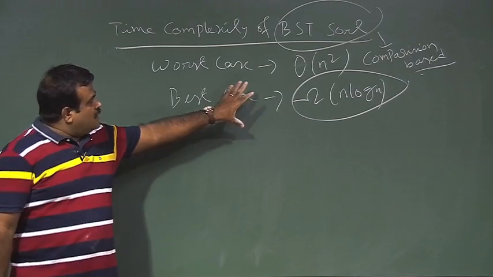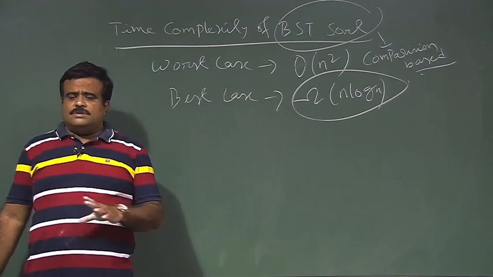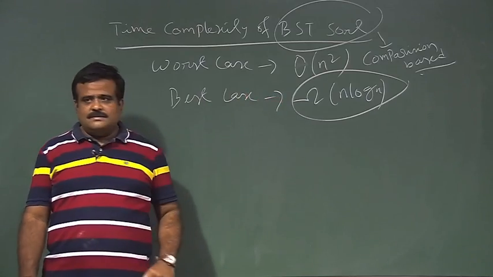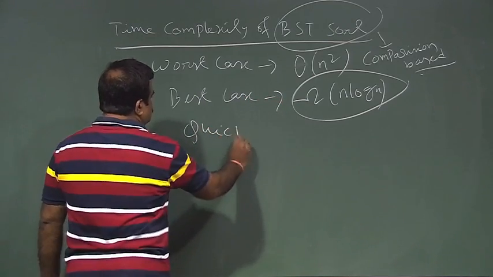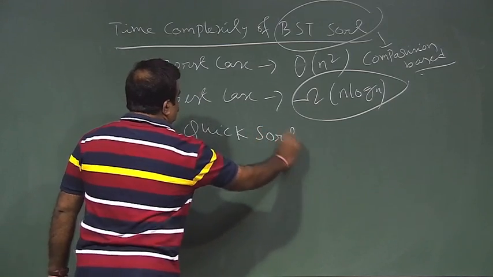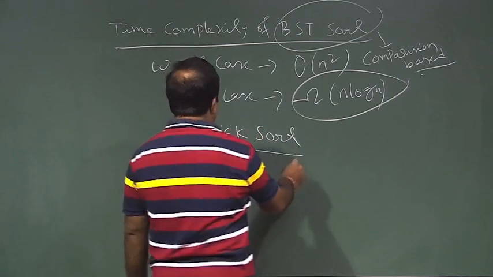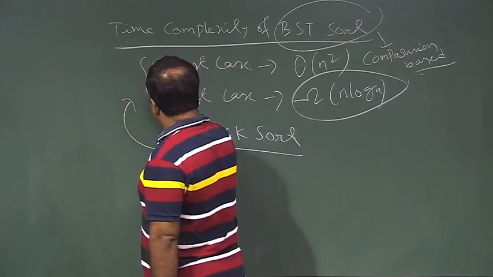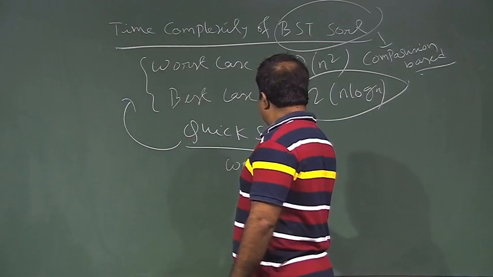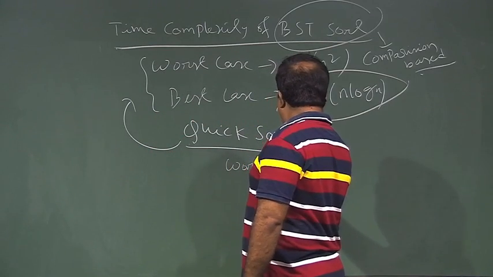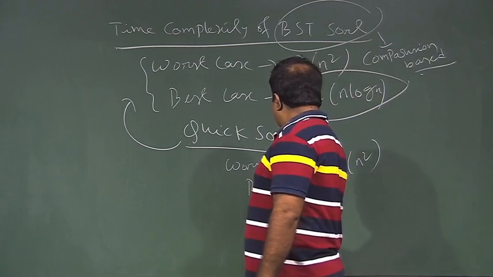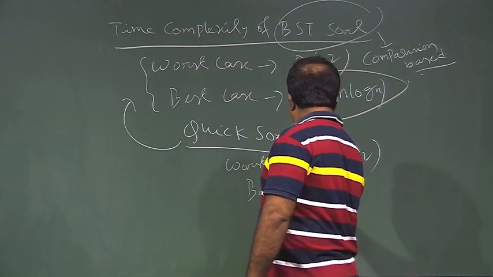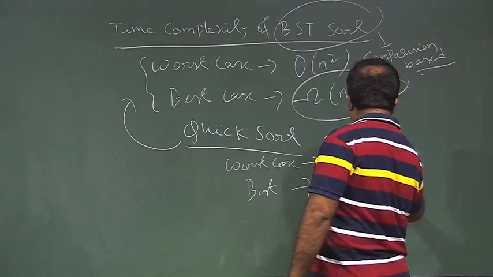Any comparison based sort we know having this time complexity? Yes, quicksort. Quicksort has the same type of time complexity. Quicksort worst case is order of n square and the best case is order of n log n.